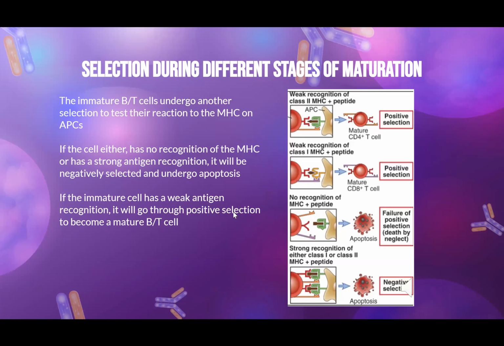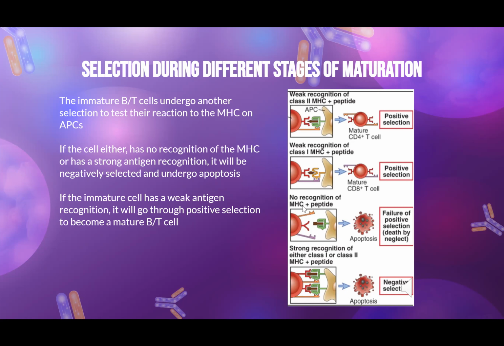And then the immature B or T cell will undergo another selection, this time to test the reaction to the MHC on APCs. If the cell either has no recognition of the MHC or has a strong antigen recognition, it will be negatively selected and undergo apoptosis once again. But if the immature cell has a weak antigen recognition, it will go through positive selection to become a mature B or T cell. So in this picture, you can see how if it does undergo weak recognition, it will undergo positive selection. And this one is for class 2. This one's class 1.